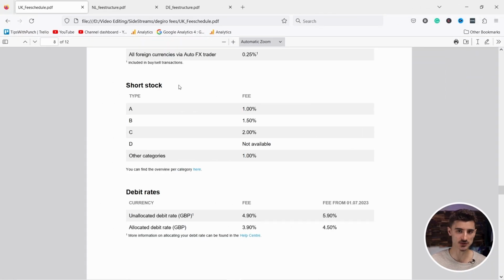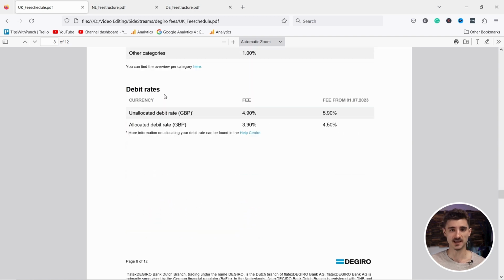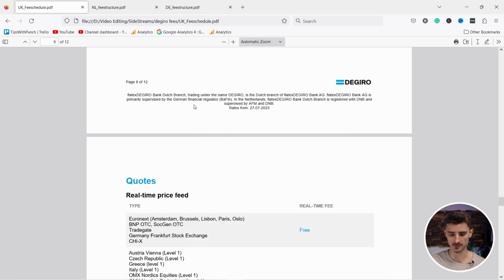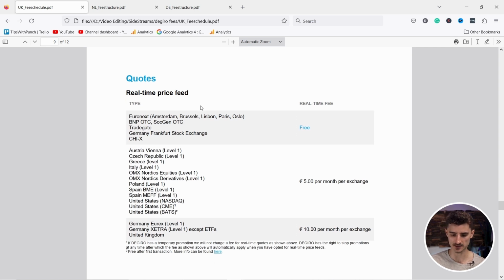And in case you want to do short selling, you have the categories here so you can see which of the fees apply to you. Then you have the debit rates, but honestly, this is only if you're into currencies. So check out what it is for your country, but they are there. They have certain fees for that as well.